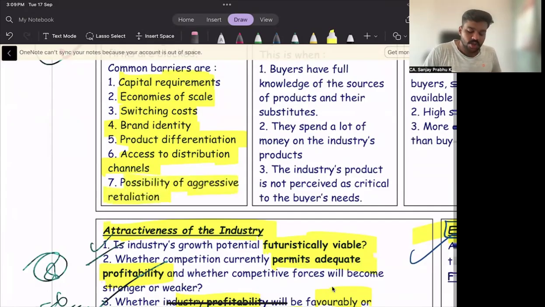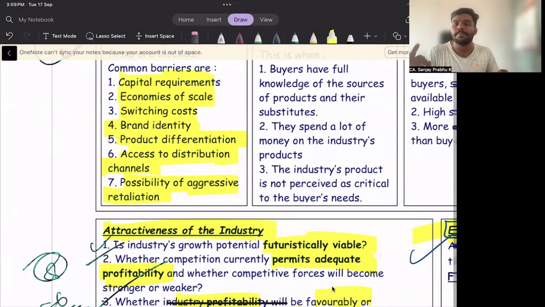The last one is the possibility of aggressive retaliation. Whenever a new player enters the market, the other experienced players, the old players who are already existing, will attack this new player. They will sometimes sell their products even at a cheaper cost, and they will make the life of this new player very difficult. That's the possibility of aggressive retaliation.